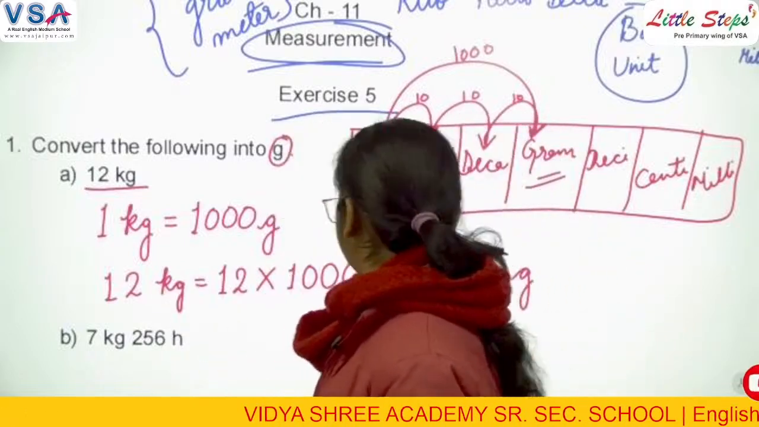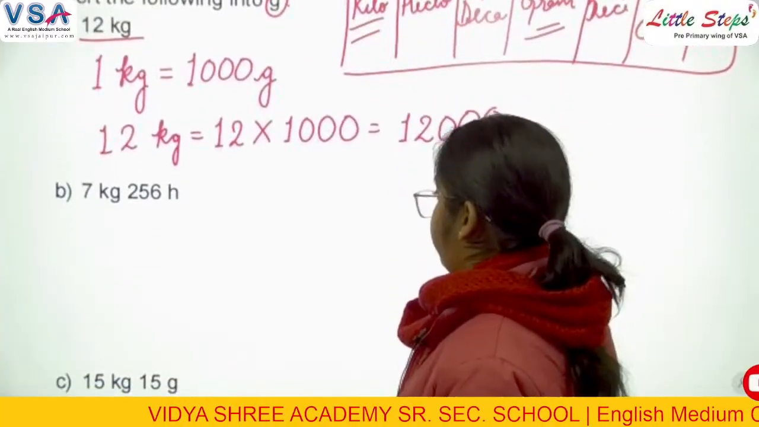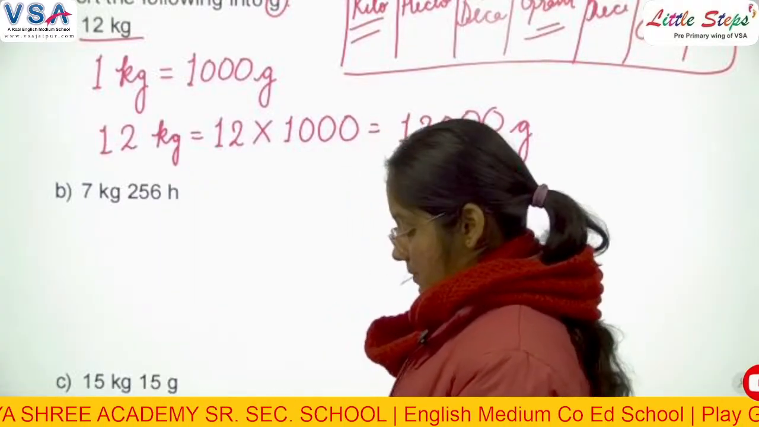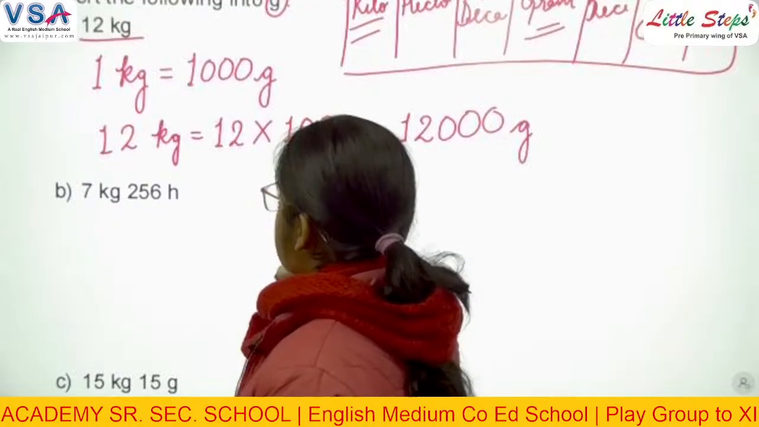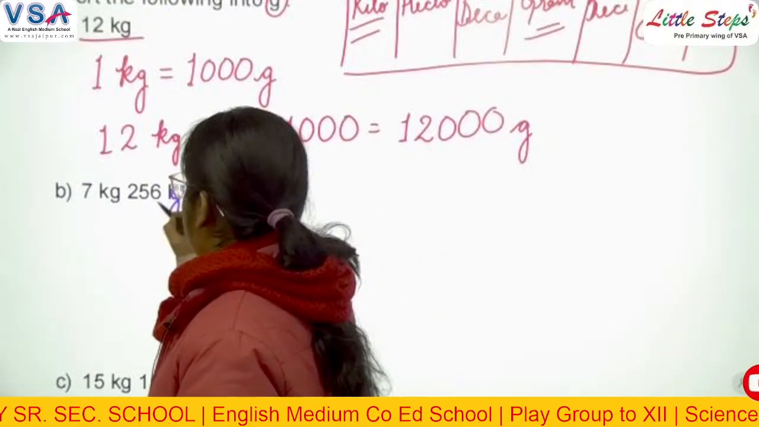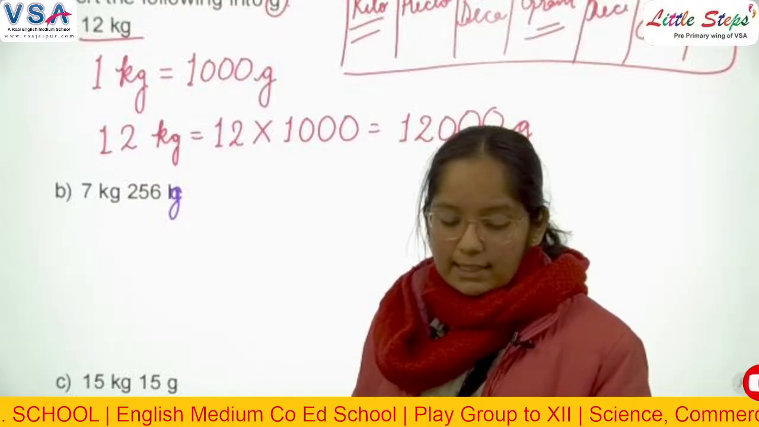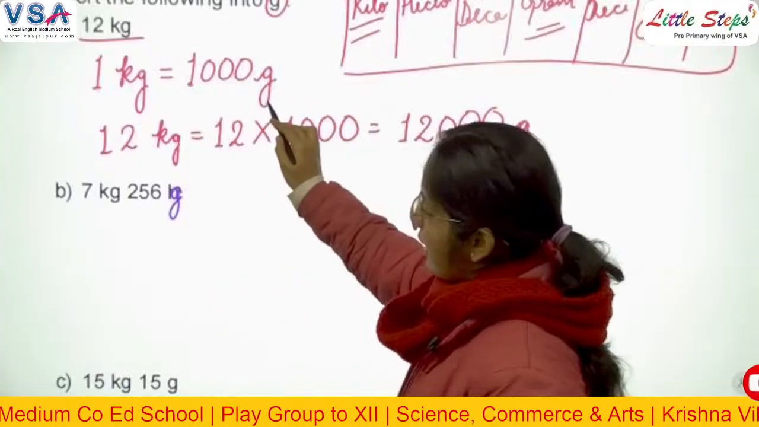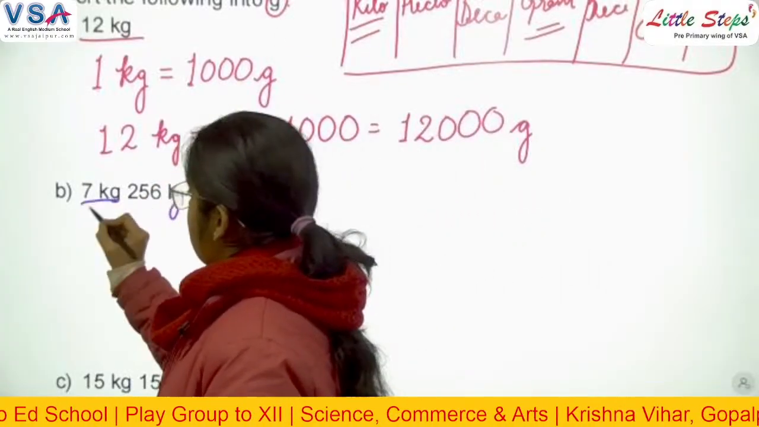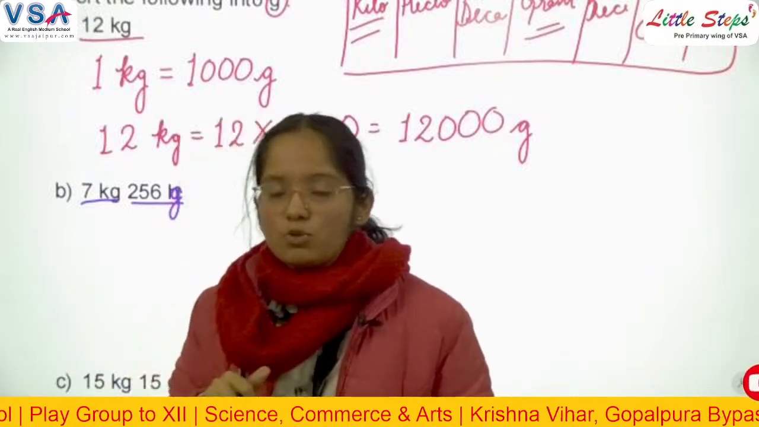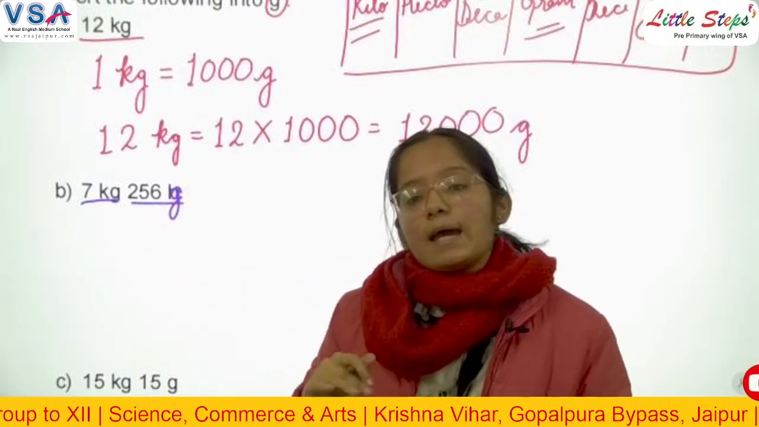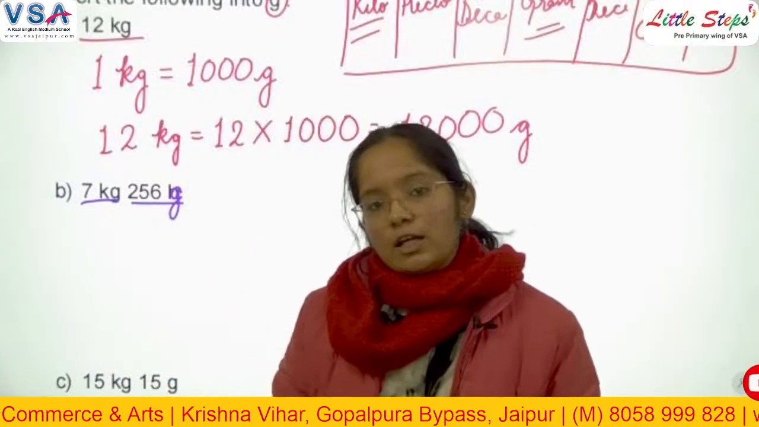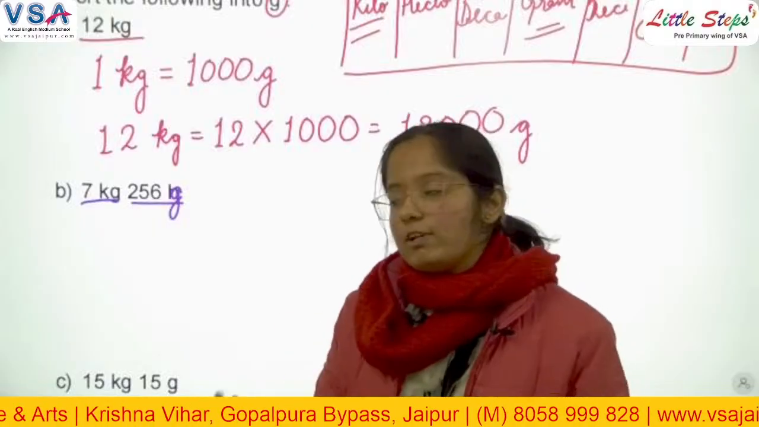Am I clear? Okay, we will move to the next one. Next one is 7 kg 256 grams. Again, 1 kg is equal to 1000 grams. We know that. We have 7 kg here and some grams. The 256 grams we already have, we don't need to convert it again to grams, right? So we will convert the kilograms into grams, then we will add both of these.